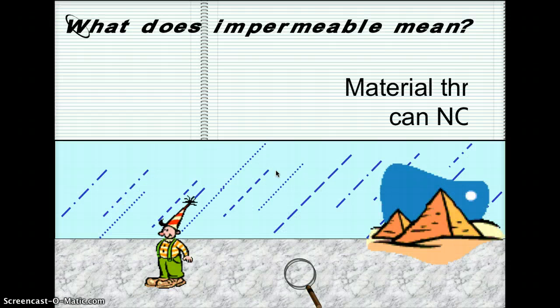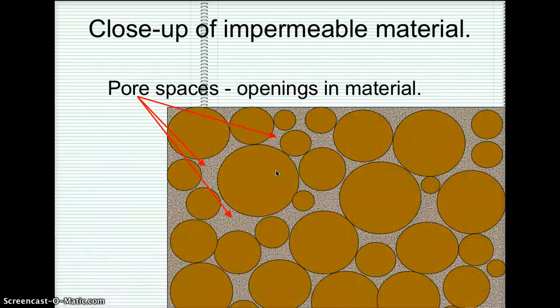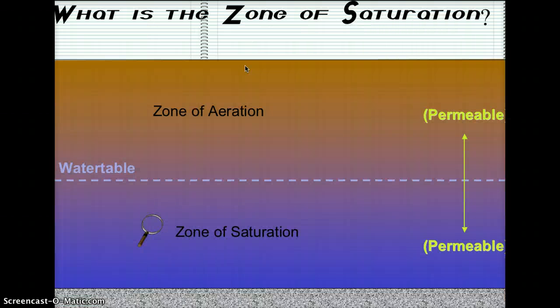So what about impermeable? Well, impermeable is material through which water cannot pass easily. Something like that might have the pore spaces filled with other material, so that there is no opening for water to move through. Clay is a really good example of that. Good solid igneous rock might be impermeable.